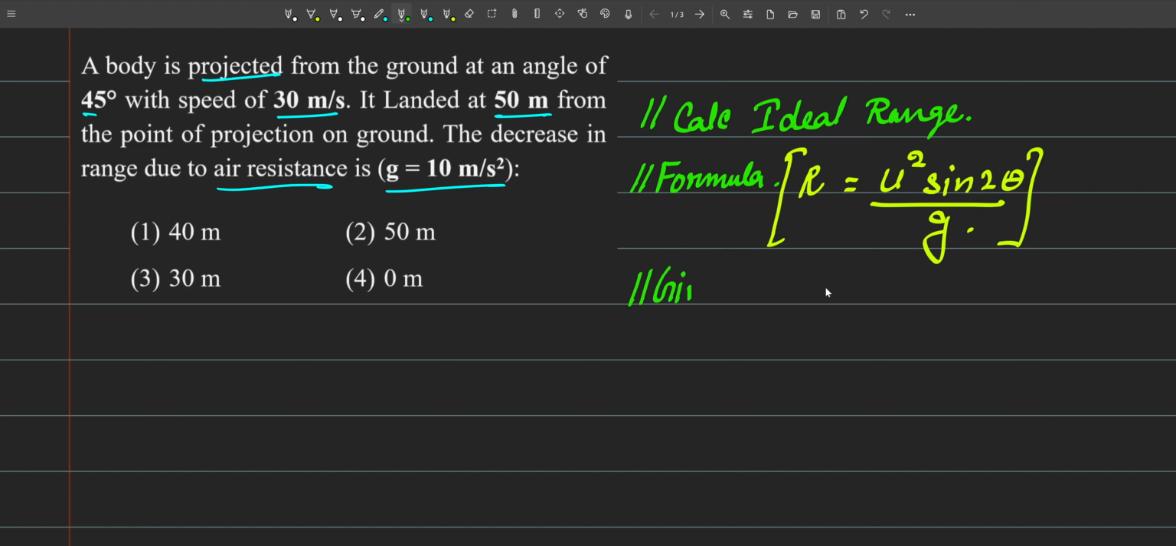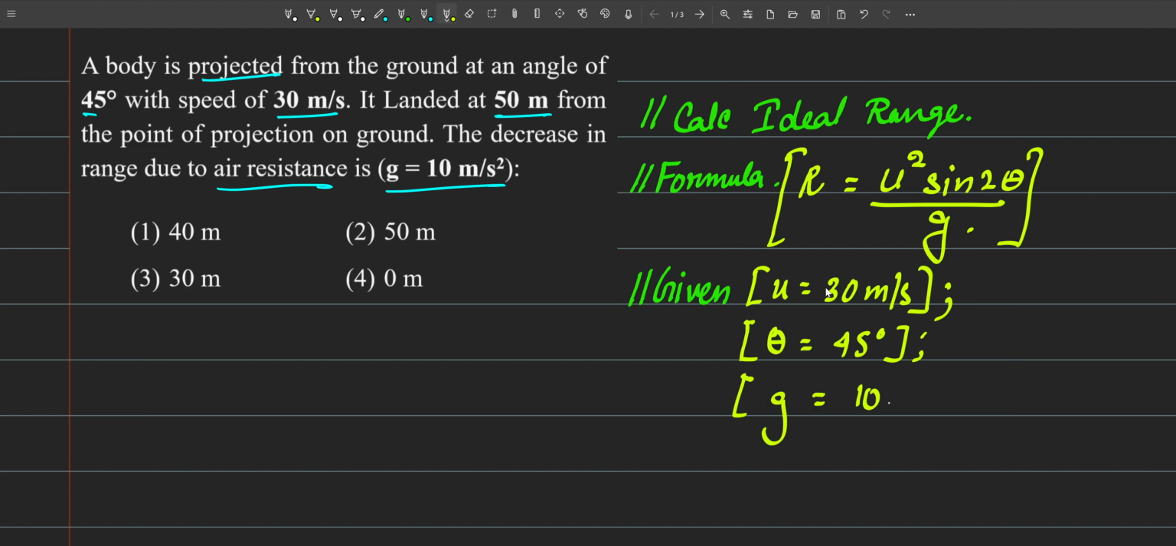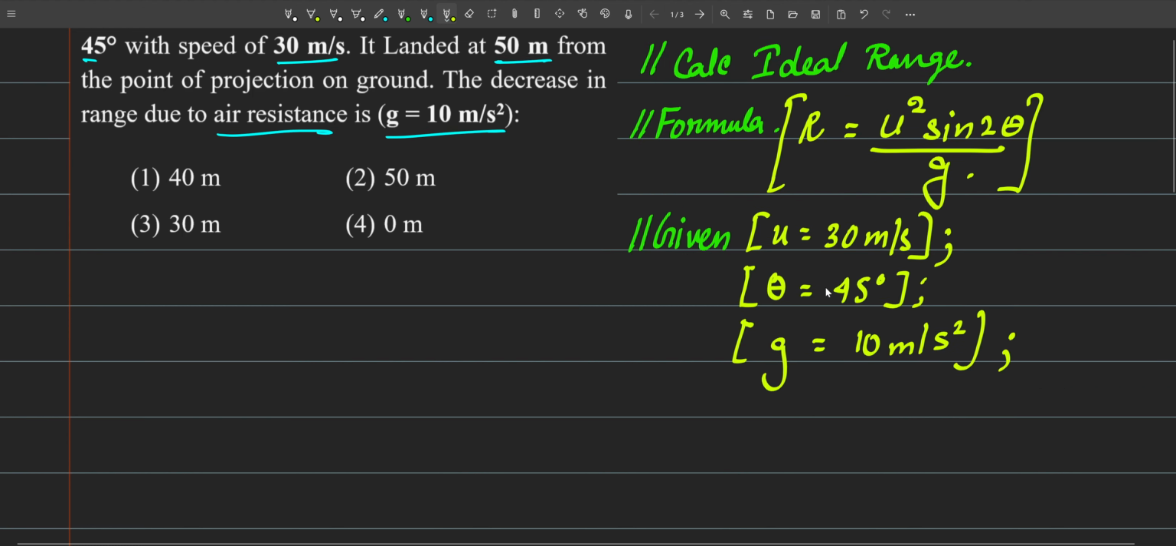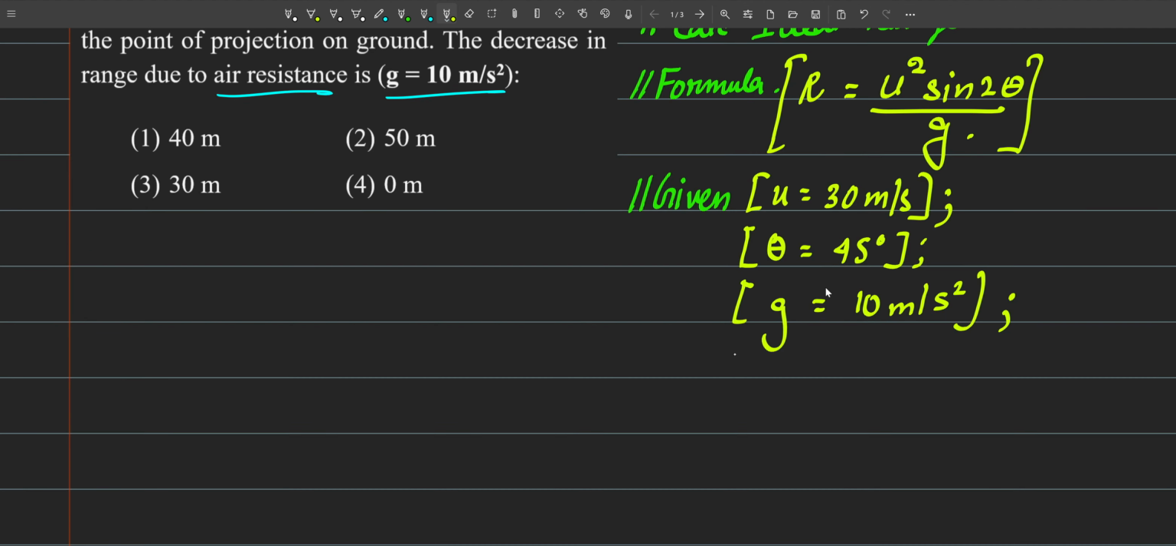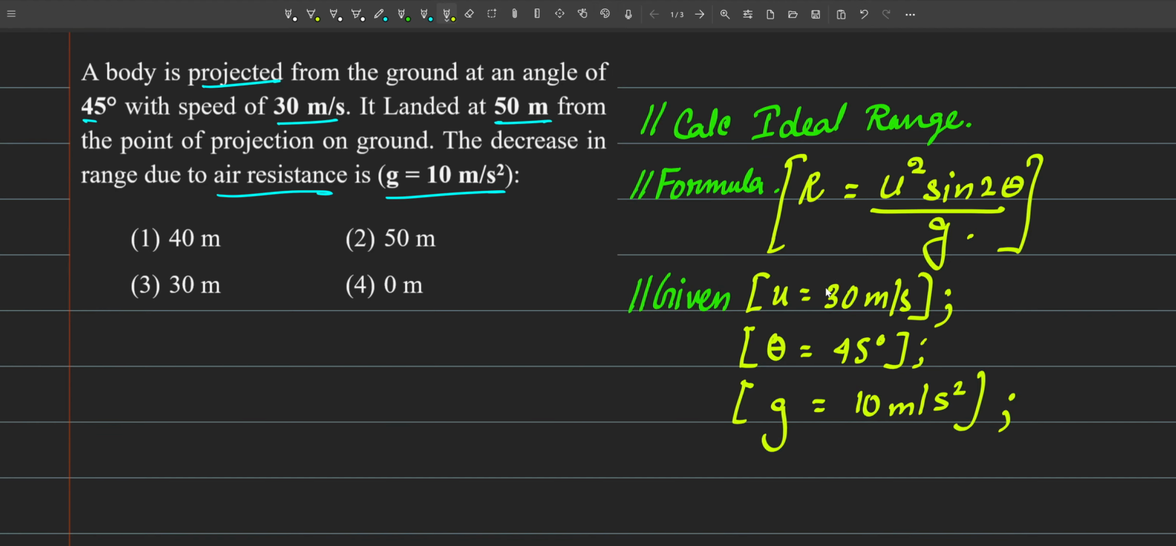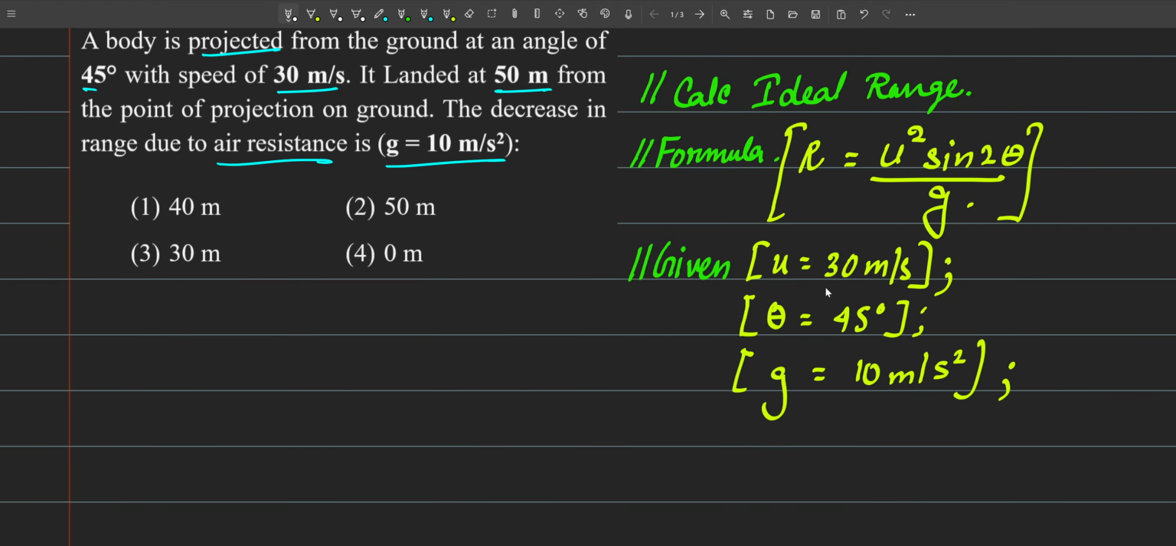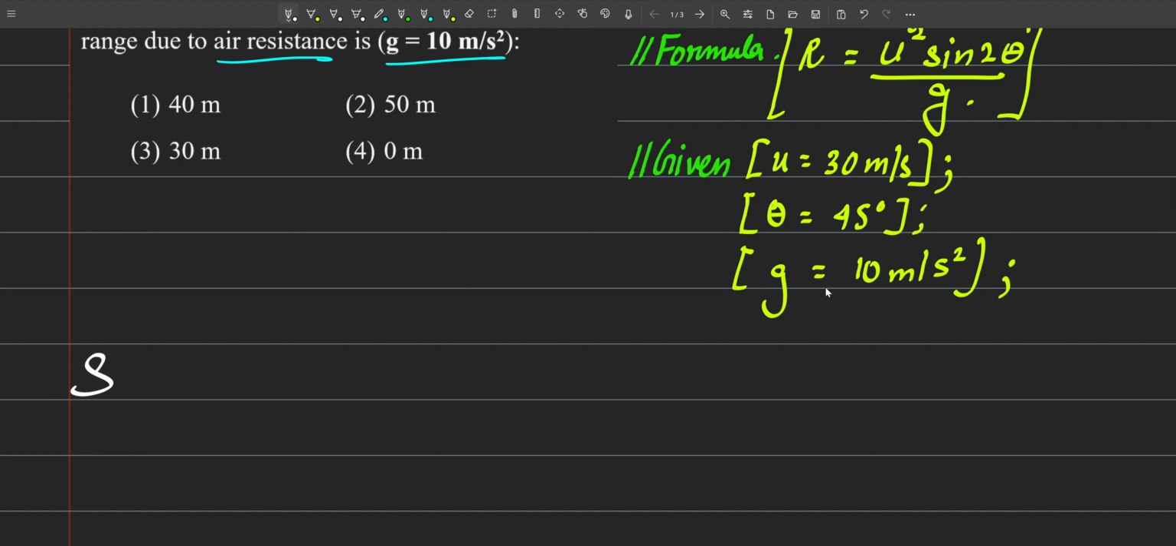So we'll also write down the given factors. We are given that u is equal to 30 meter per second. Also we are given that our theta is equal to 45 degree. Also we are given that g is equal to 10 meter per second square. We might take into consideration the actual range later. First let's solve the problem. So let's go to the solution.